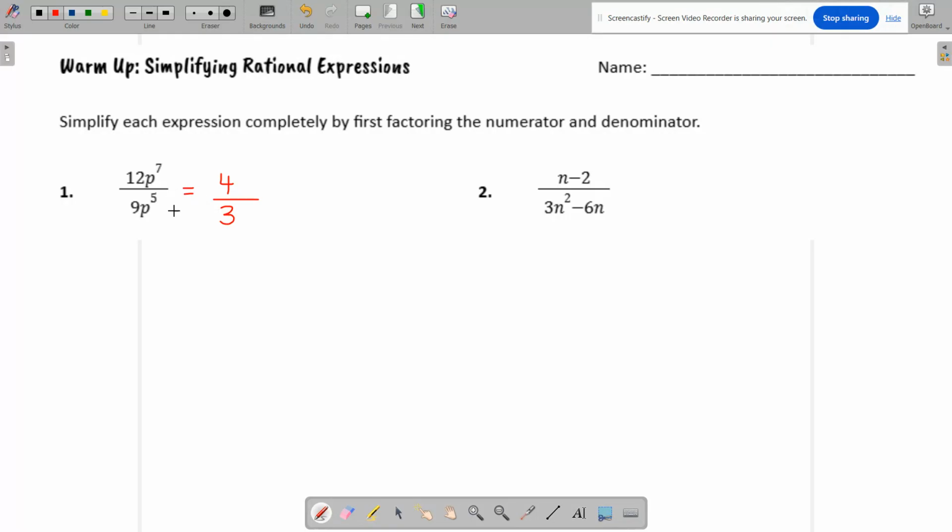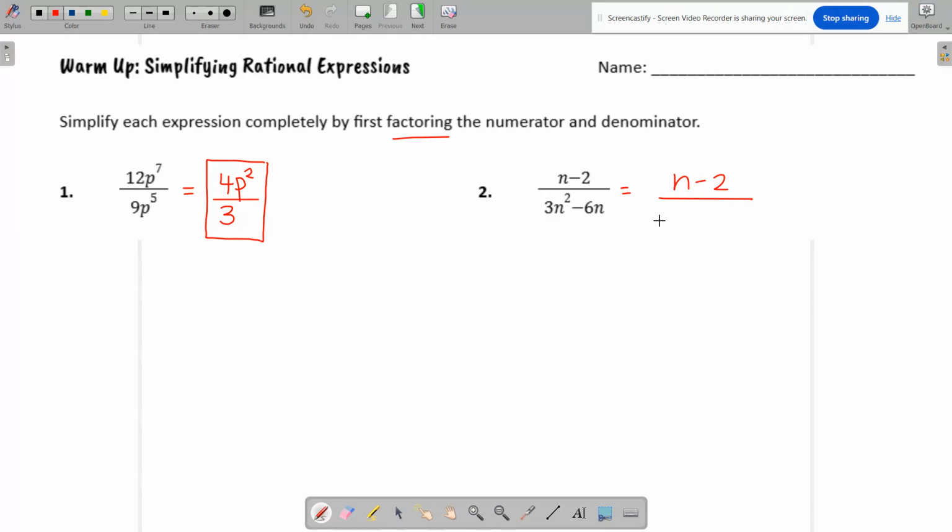They're both divisible by 3. And then p to the 7th over p to the 5th is going to be p squared. So this is kind of what you did with exponent rules. So once we move away from monomials and we have things like binomials or trinomials, the way that we're going to be able to cancel factors or simplify factors from the numerator and denominator is by factoring the numerator and denominator. Now in example number 2, n minus 2 does not factor any further.